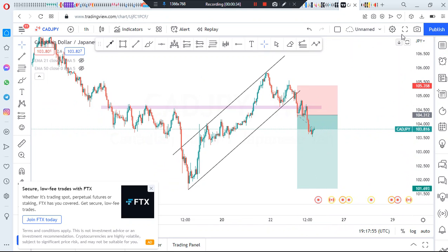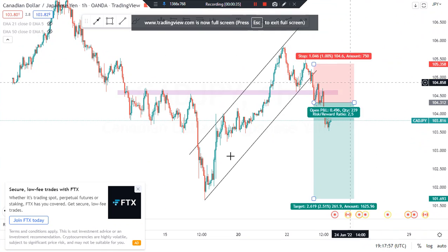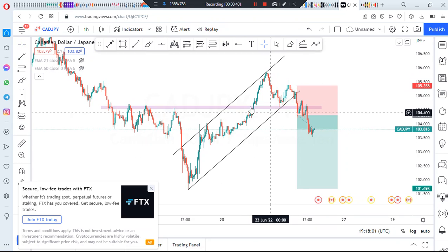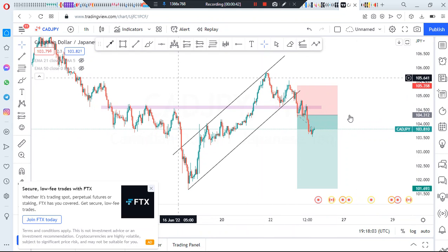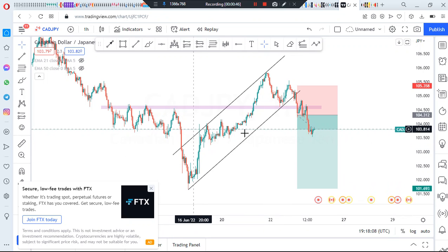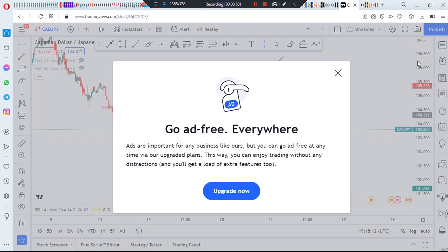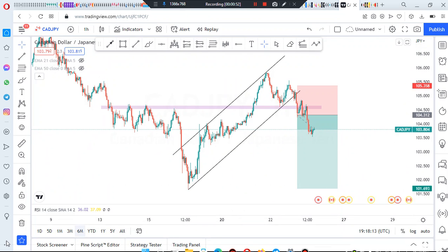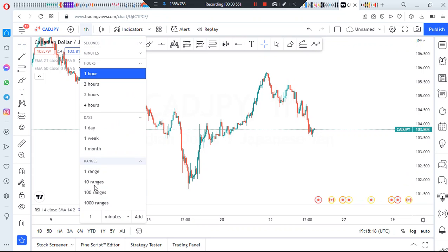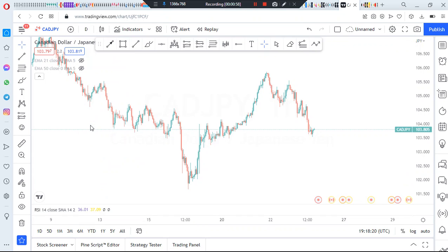So our first pair that we are going to be looking at is the CAD JPY, the Canadian dollar against the Japanese yen. I had already gone about analyzing this, as you can see. So let me just remove everything and show you how I arrived at this setup here. Let me go to maybe a daily time frame.